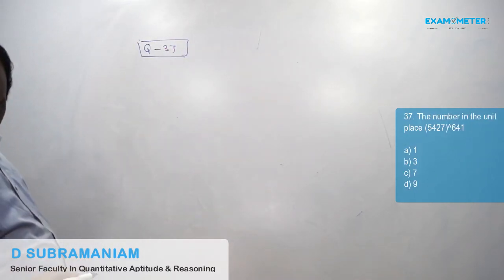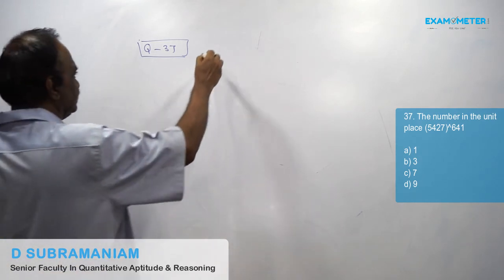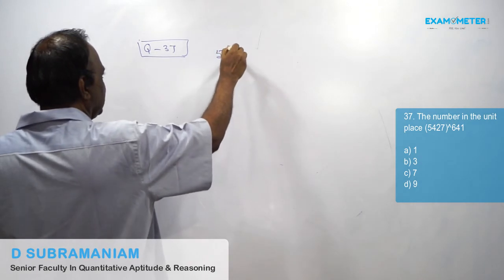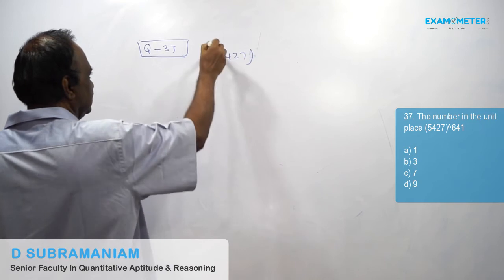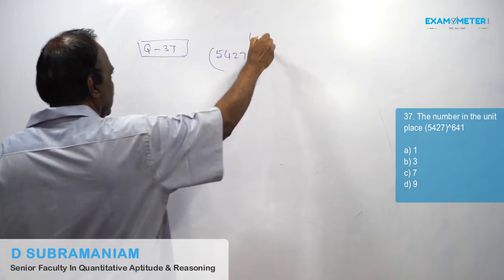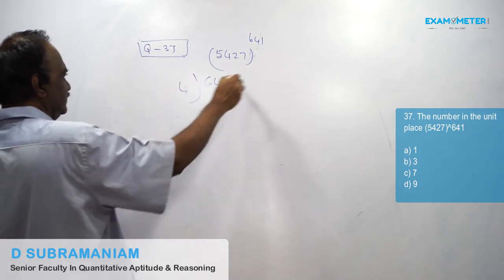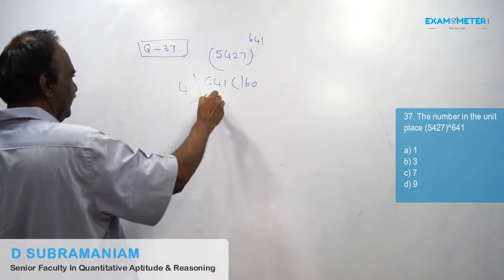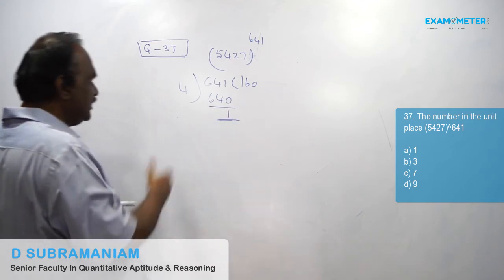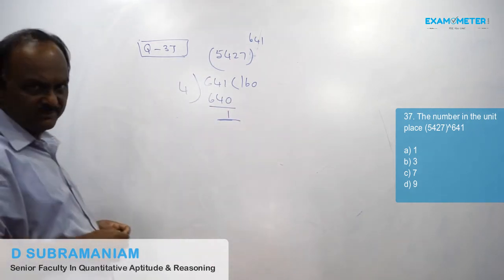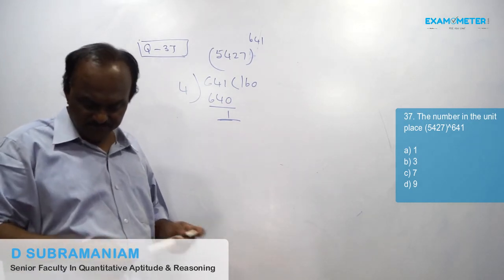The number in the unit place of 5427 to the power 641. If the remainder is 1, unit place is 7. So answer is 7, that is multiple choice C.